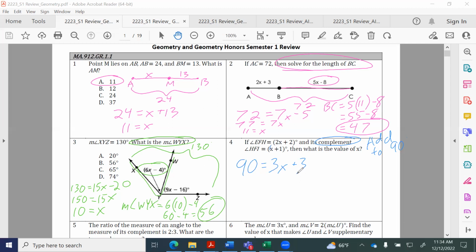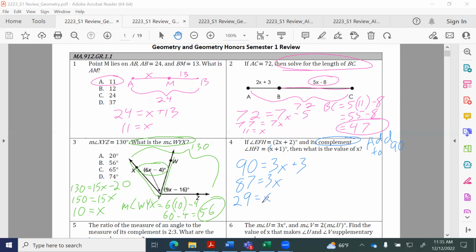All right, on number 4. So we got our equation set up. Now we're solving. We're bringing the 3 over, subtract it. We get 87 equals 3x. Then divide by 3. So 8 divided by 3 is 2. We have 2 left over. Get to 27. 27 divided by 3 is 9. So that's 29 for x.